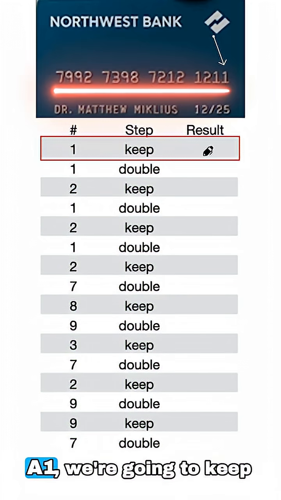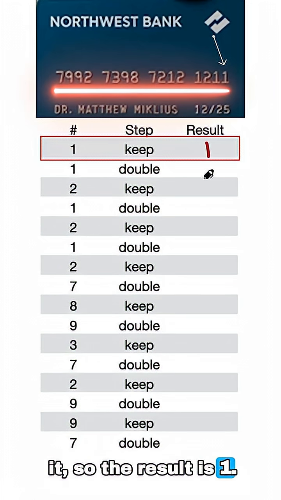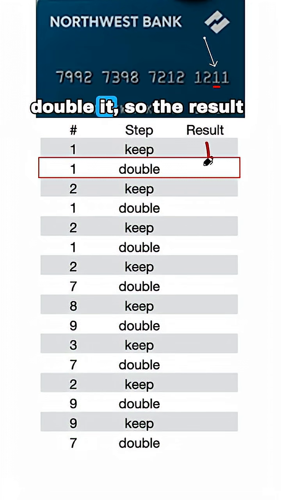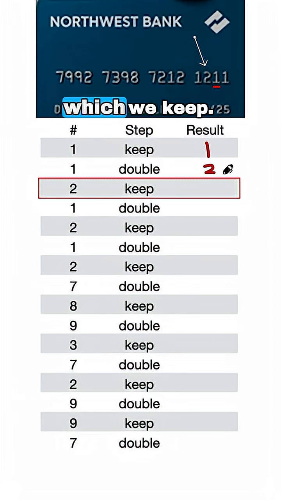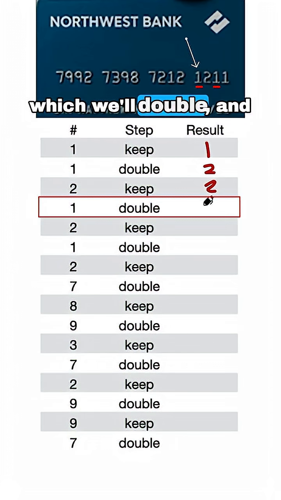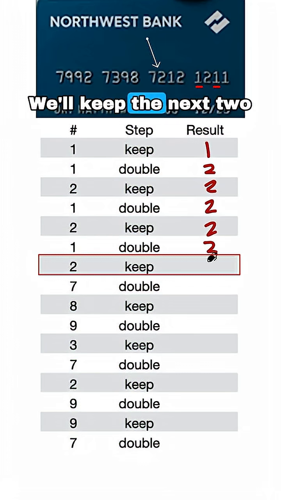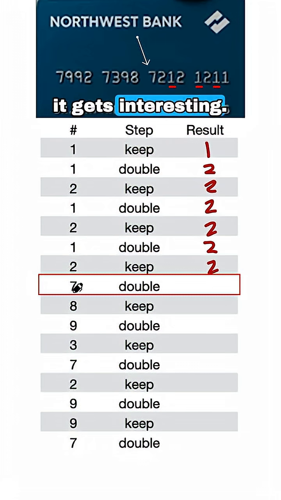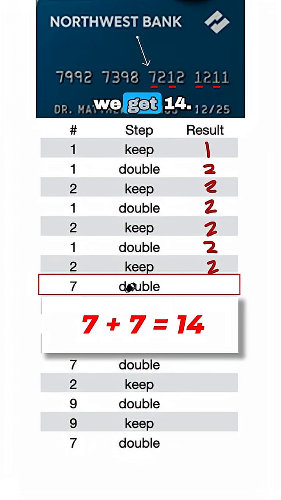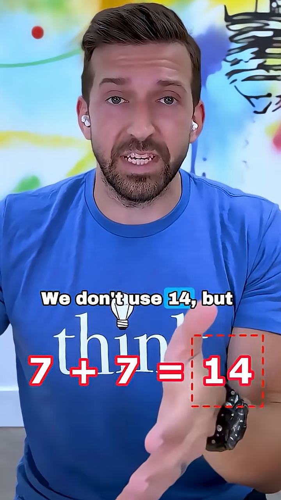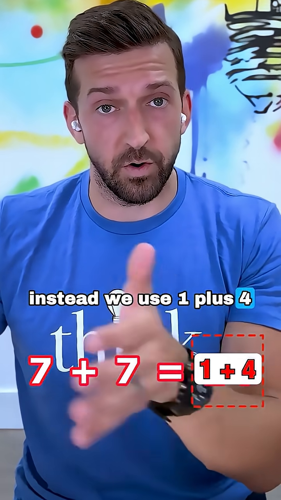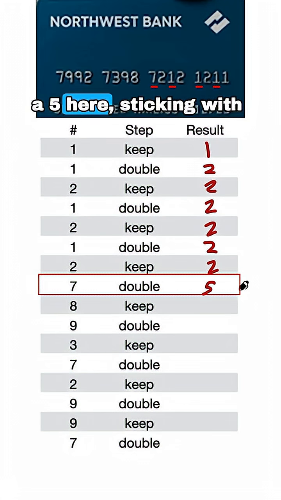Now our first number is a 1, we're gonna keep it, so the result is 1. The second number is a 1, we're going to double it, so the result is 2. The third number is a 2, which we keep. The fourth one's a 1, which we'll double, and then we'll keep the next 2. We'll double the next 1. We'll keep the next 2, and now here's where it gets interesting. We're going to double 7, but when we double 7, we get 14. We don't use 14, but instead we use 1 plus 4 is 5. So we're going to use a 5 here, sticking with the algorithm.